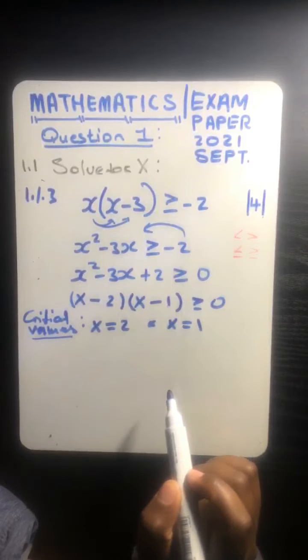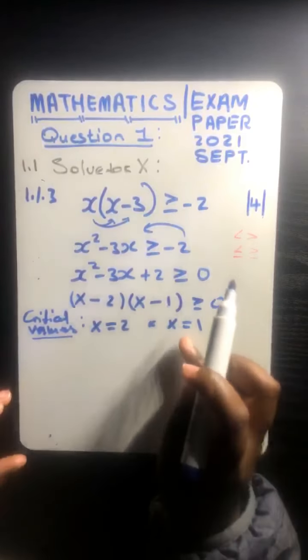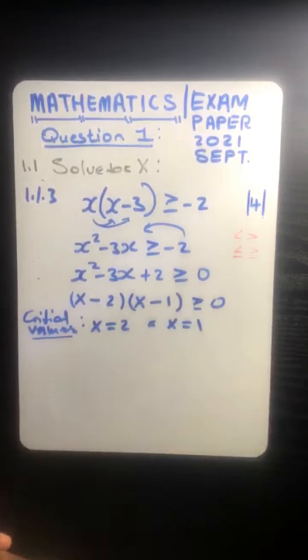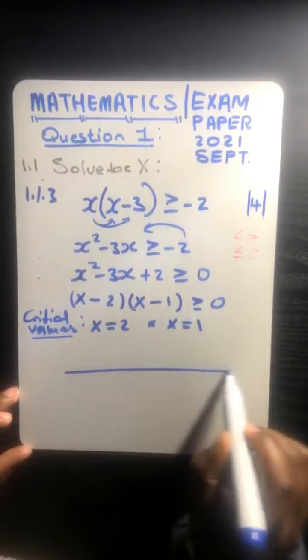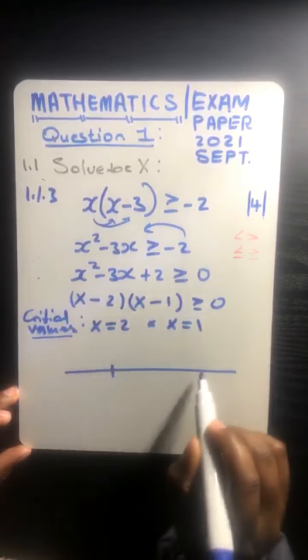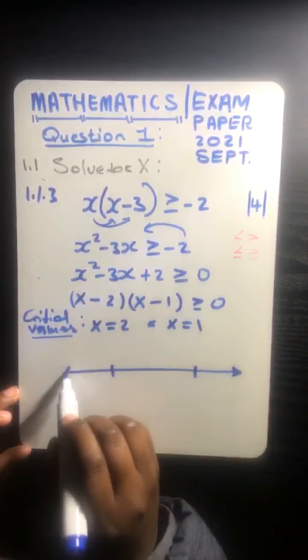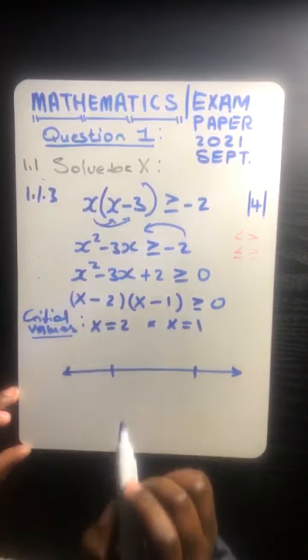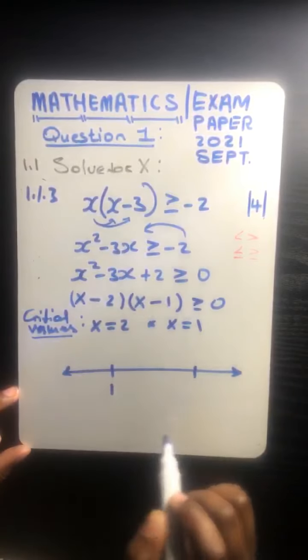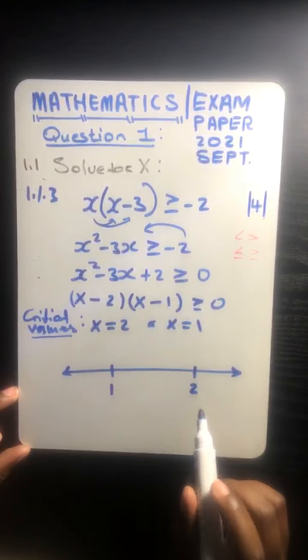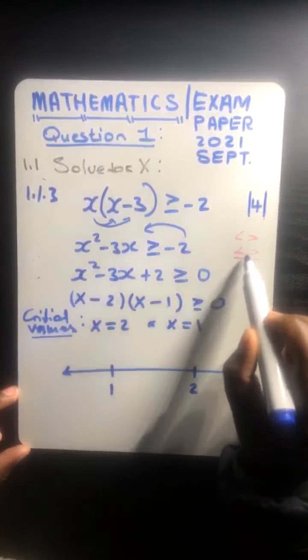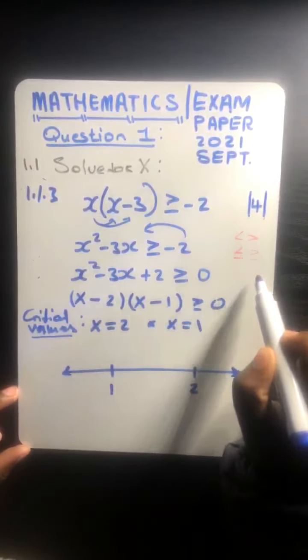So now that you've got your critical values, you need to represent them on a number line. So there you've got your number line. Which number between 1 and 2 comes first? So it's 1 followed by 2. And most importantly, can you see we have less or equals to, greater or equals to.